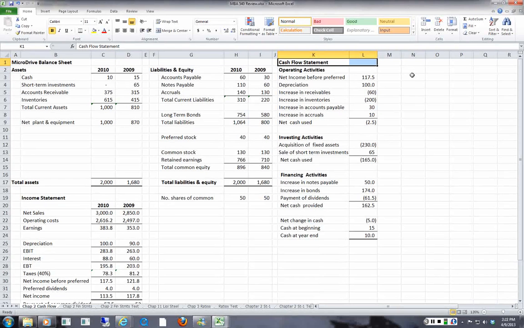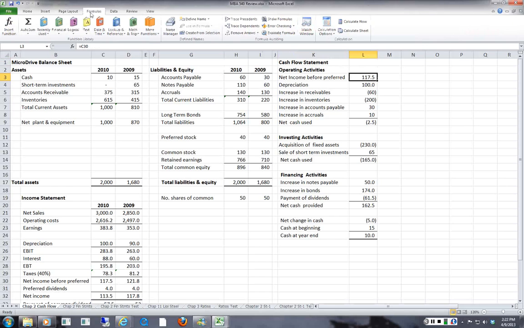So we've got here the income before preferred dividends. I'll click this like this, and you can see where I get that from. I pull that number from the income statement, and then to that I'm going to add the depreciation. And you know we add depreciation because depreciation is a non-cash expense, so we have to add that back in to get the cash flow.